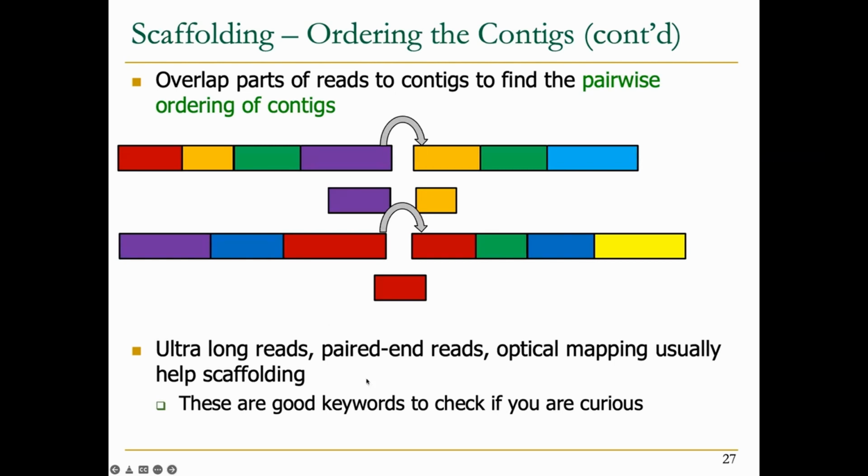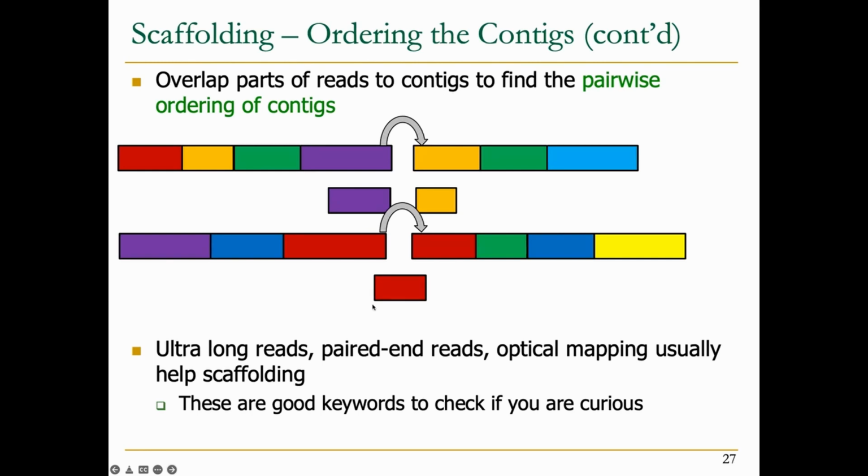Optical mapping is also used. Optical mapping is an accurate approach if you want to identify certain k-mers in the genome. For example, you identify the k-mer here, here, here, and here, and then you say that since these k-mers consecutively appear here and here and here, maybe these two contigs are next to each other so that I can order them.